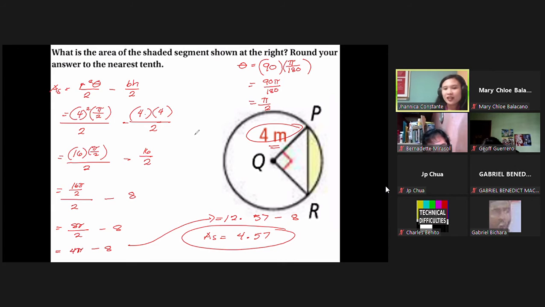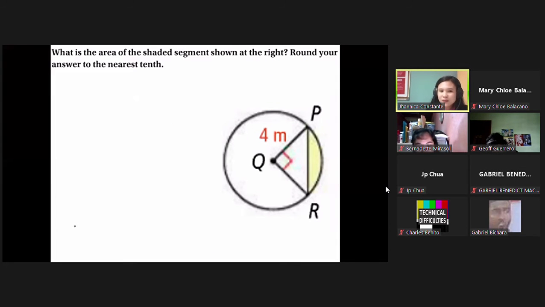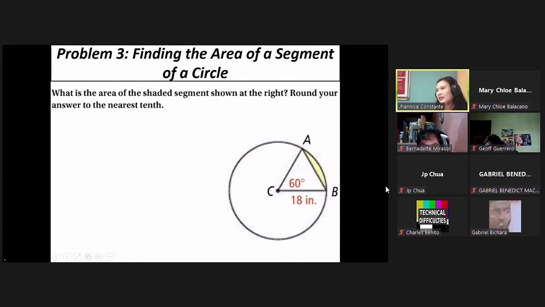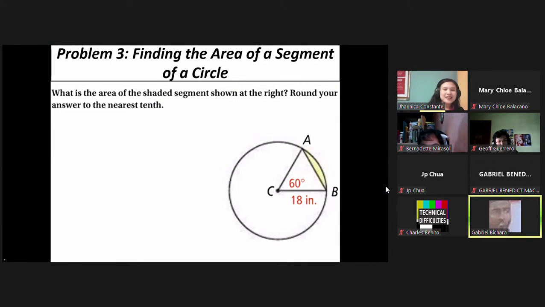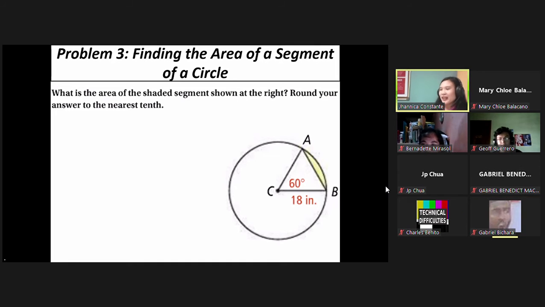Okay, now with this example, let's try another one. Can I clear the screen with this example that we have? Okay. For example, we have this circle. Good afternoon. We need to find the area of a segment given that the radius is equal to 18 inches and an angle which is equal to 60 degrees.